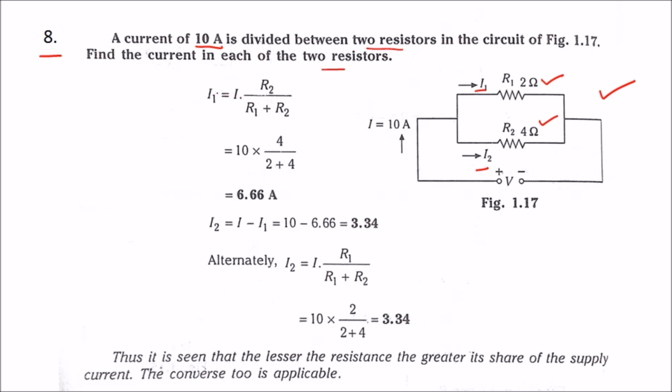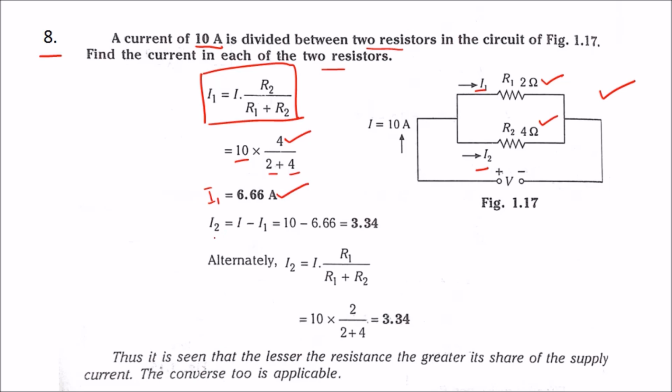First we will calculate I1. In the previous problem I showed you how this formula has been derived. Using this formula we can calculate I1. We know the supply current is 10 amps, the resistance value of R2 is 4 ohms and the resistance value of R1 is 2 ohms. Simplifying this, we get I1 equal to 6.66 amps.